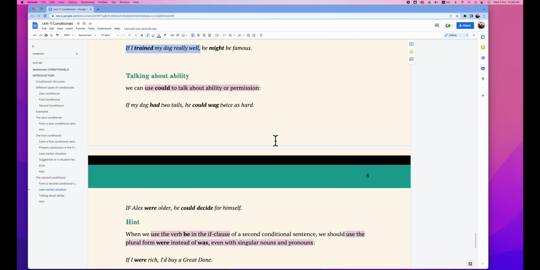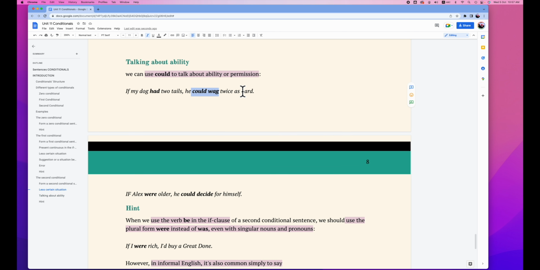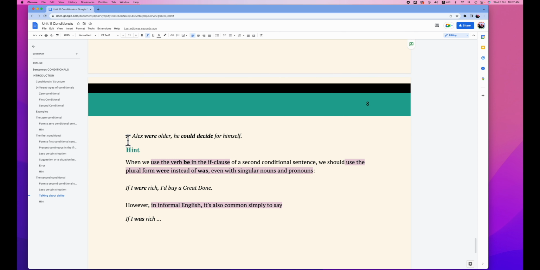Then how do we use the second conditionals to talk about ability and permissions? Let's take a look. If my dog had two tails, he could wag twice as hard. We use the modal verb could plus a bare infinitive to talk about ability and or permissions. If Alex were older, he could decide for himself. That's permission, so he could decide.